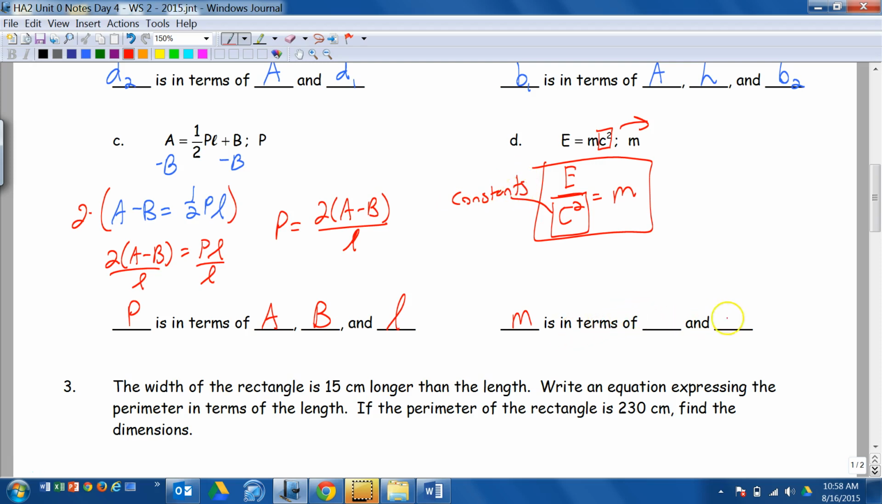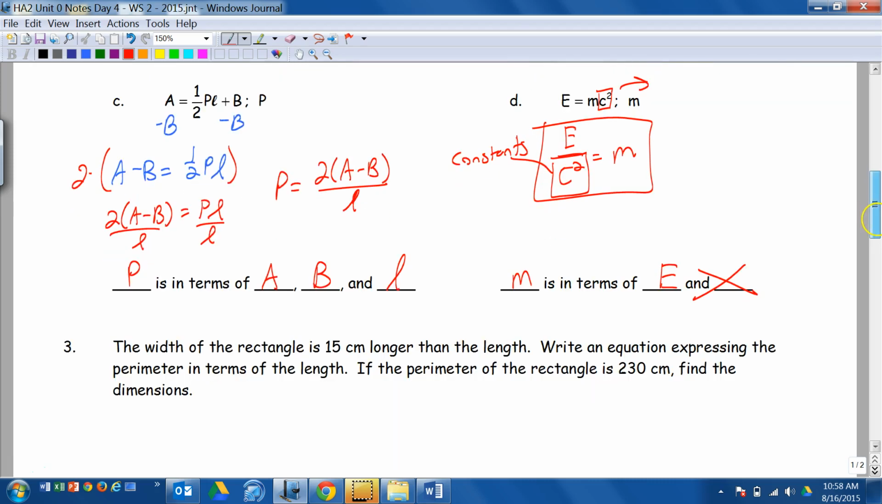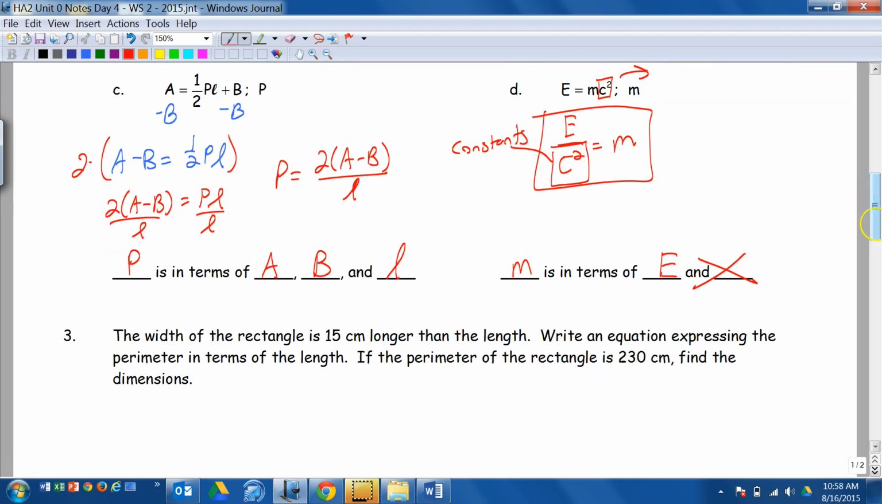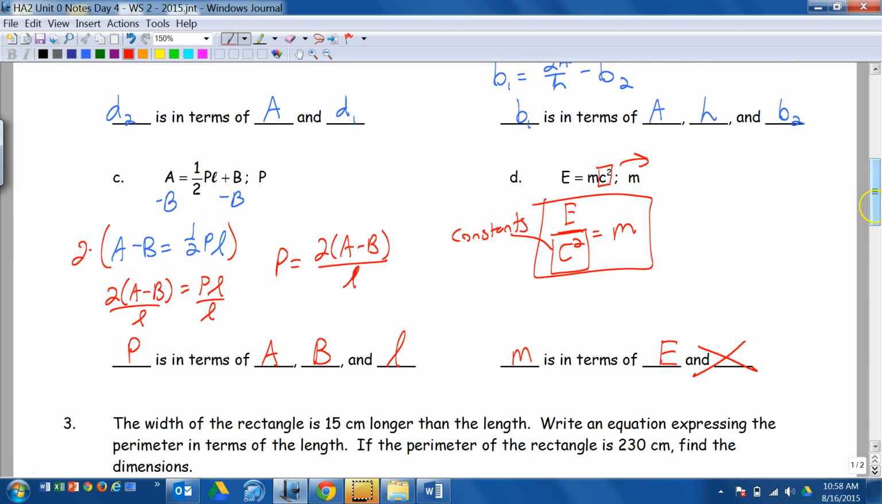So when you say it's in terms of that and that, technically it's really only in terms of the energy because of the constant. I'm not going to give you anything like that on a quiz. I would let you know what's a constant and what's not. Although you guys should know that pi is a constant. But you shouldn't know this one. I'm just explaining that it technically is a constant.